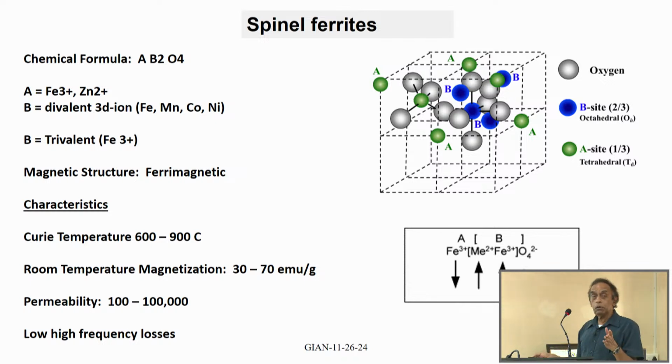antiferromagnetic with unequal magnetic moments, so that there is a net ferromagnetic moment. It behaves very much like a ferromagnet for all practical purposes, and the spinel ferrites have very high Curie temperature. The permeability, depending on what kind of substitution you have, can change from 100 to 100,000. So manganese zinc ferrites have very high permeability.